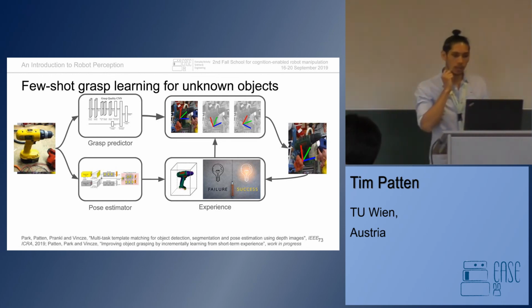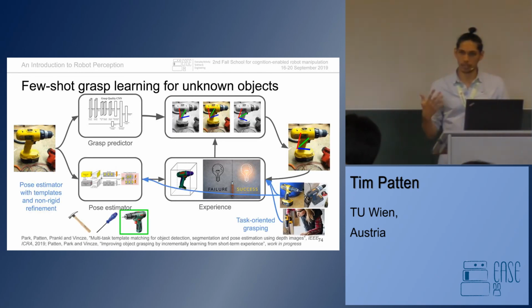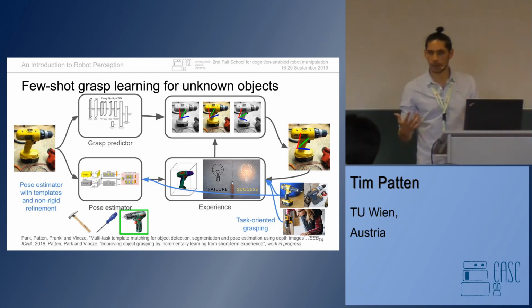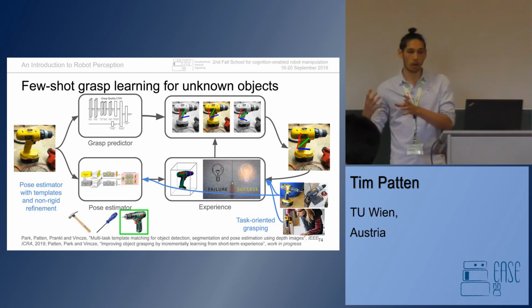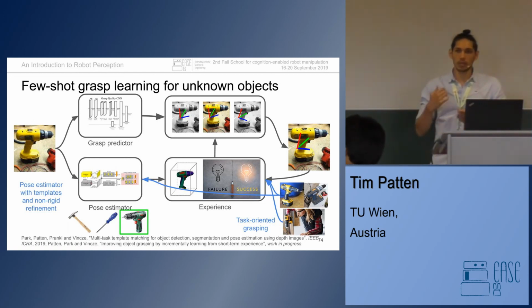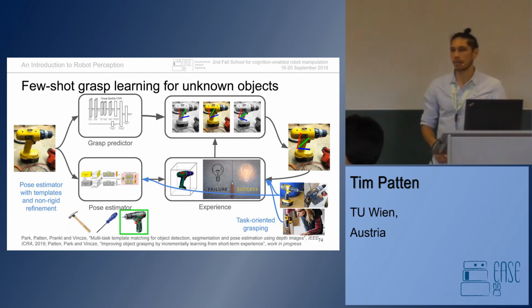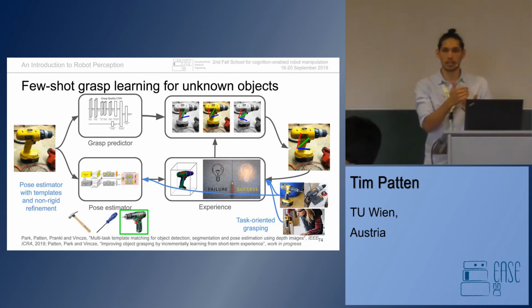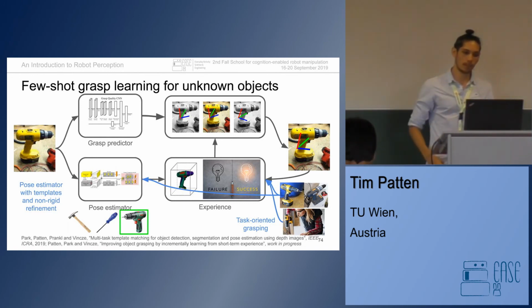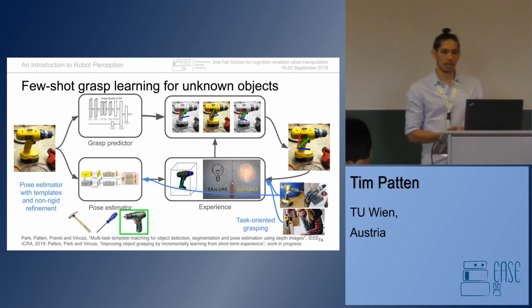What we actually do here is use a pose estimator, but one that's based on templates and does non-rigid refinement. This enables us to find a similar object that we have a pose of, and we can use some of this information to refine what the predictor does. So maybe it's not the first pose that it predicts, maybe it's some pose that has a lower ranking, but because we have some information about similarities, some experience, we can modify exactly which one is chosen.